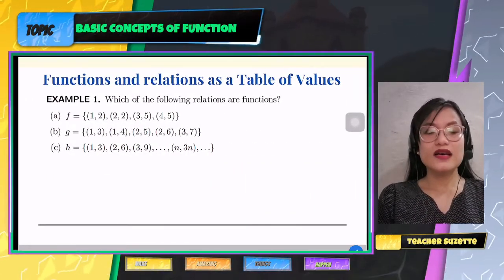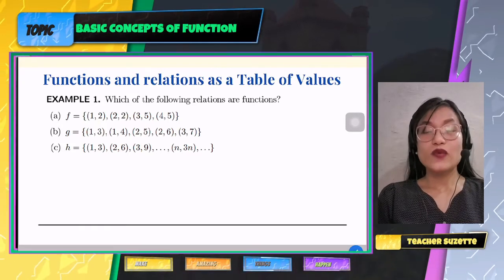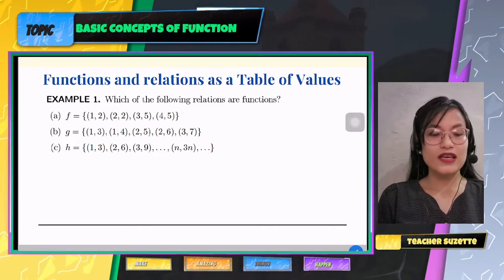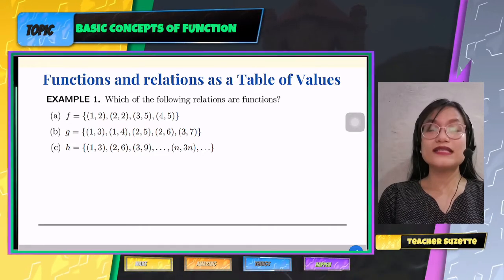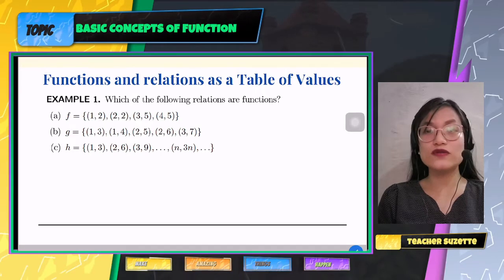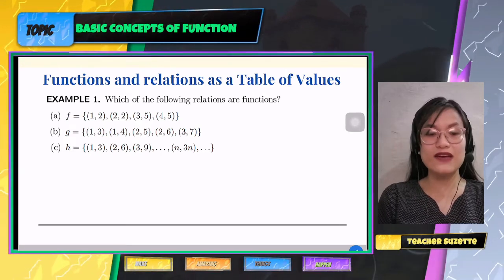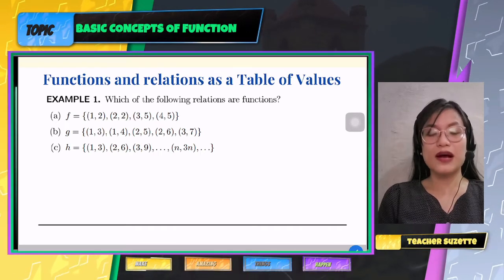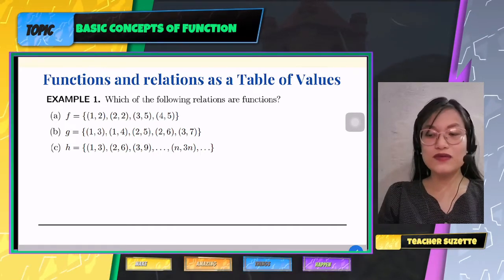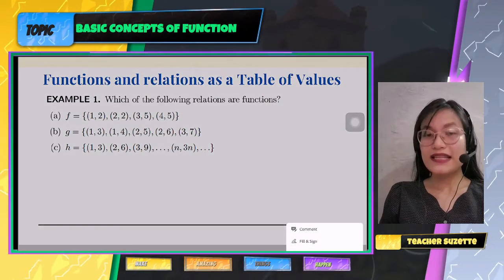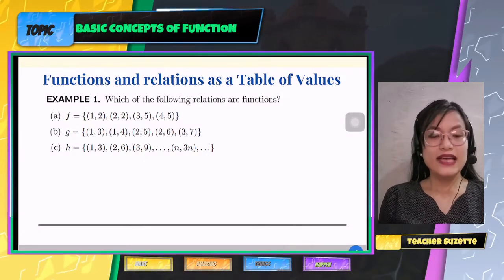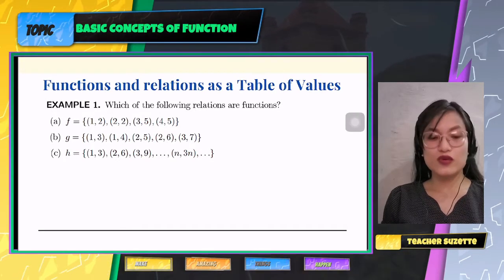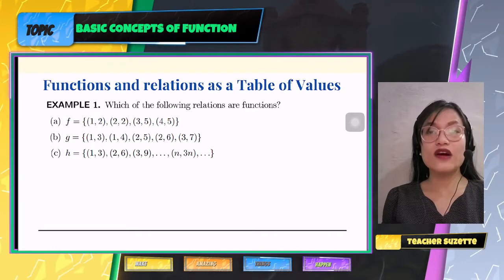We are tasked to identify which of the following relations are functions. So we have here 3 kinds of set of ordered pairs. So let's focus po muna sa ating letter A, which is F is equal to {(1, 2), (2, 2), (3, 5), (4, 5)}. So let's examine kung ano pong kind of relation po ang ating example number 1. So we have (1, 2), (2, 2), and (3, 5), (4, 5).